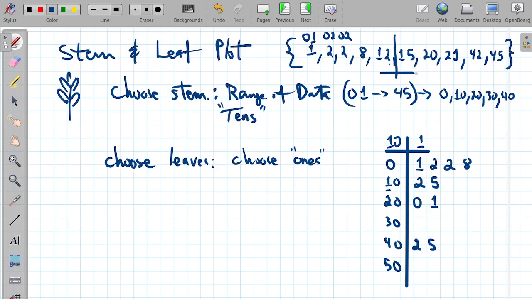So the box and whisker plot can be constructed simply from the observations we have right now. There's your stem and leaf plot.